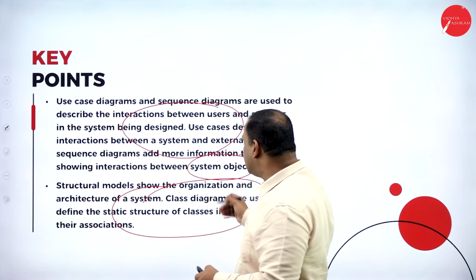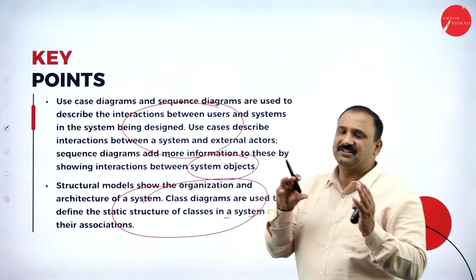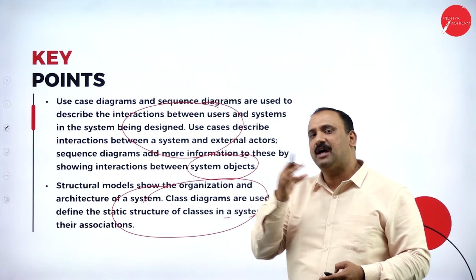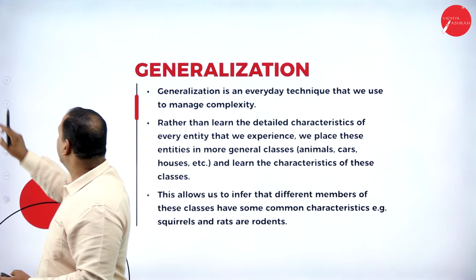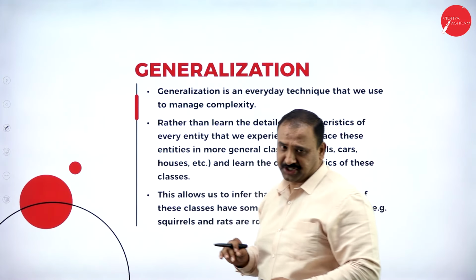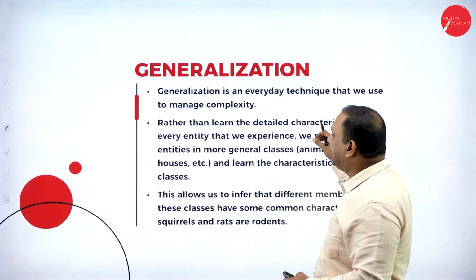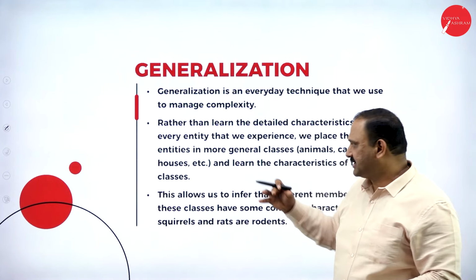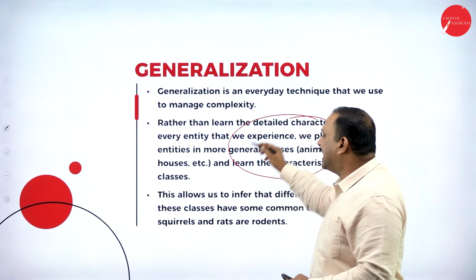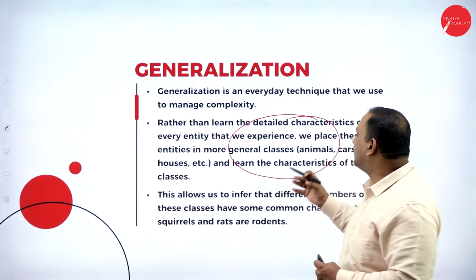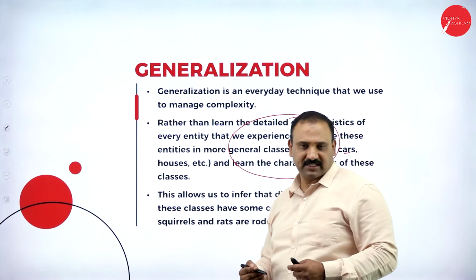Why? Because this will actually tell whether we are able to understand the structure, what they are associated with, and how they are working. Now, moving forward, we would also like to talk about generalization. Now, what is a generalization? Generalization is an everyday technique that we use to manage complexity. Rather than learning the detailed characteristics of every entity that we experience, we like to place them in general classes like animals, cars, houses, and learn the characteristics of these classes.